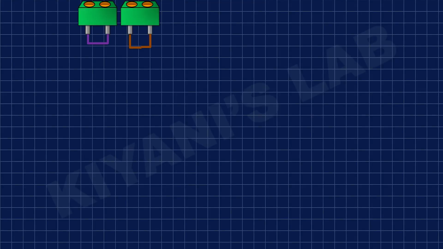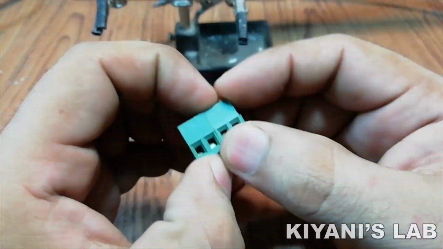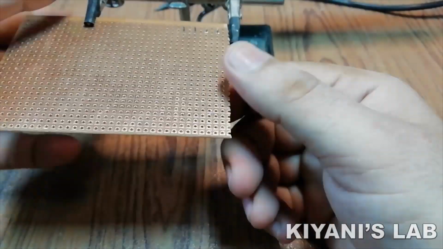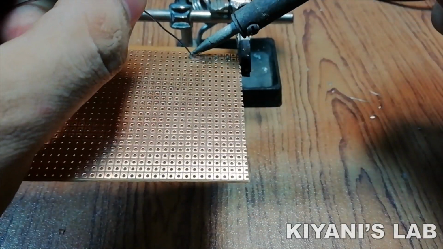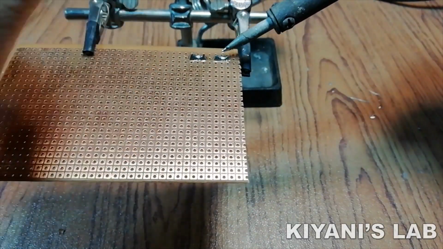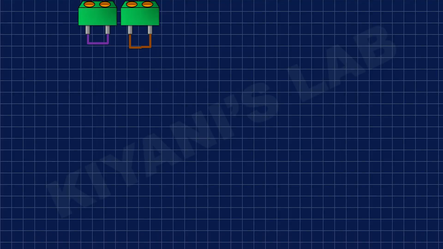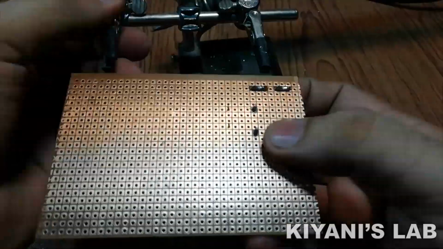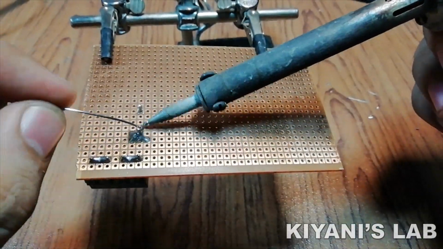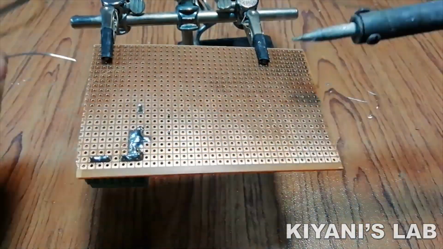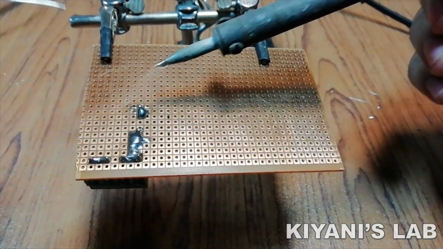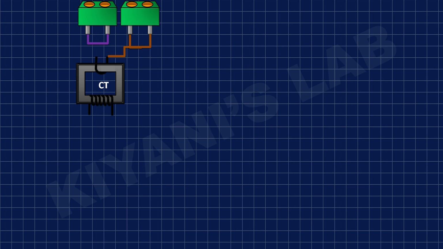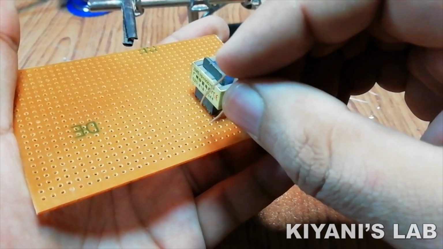Then I connect 2 pin terminal block and connected its pin 1 and 2 together. Then I connected the current transformer as shown in the diagram. Then I connected 4 diodes to the current transformer in bridge rectifier configuration.